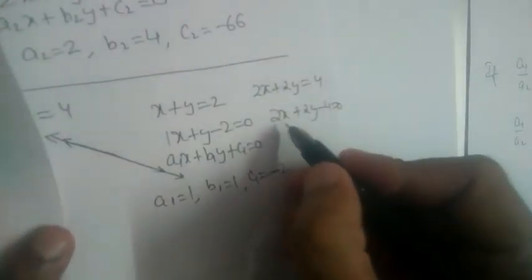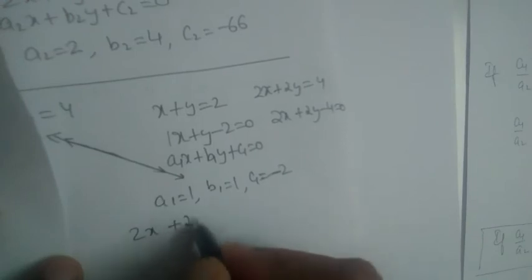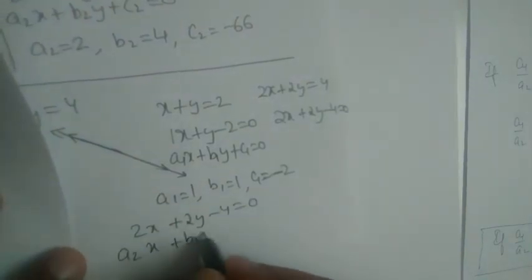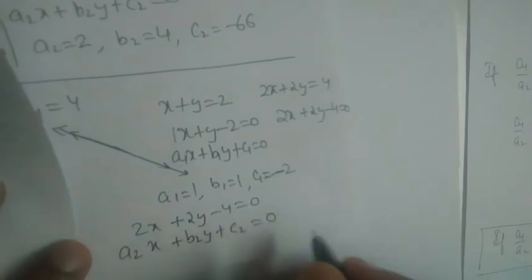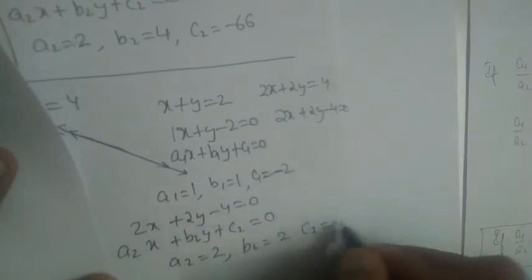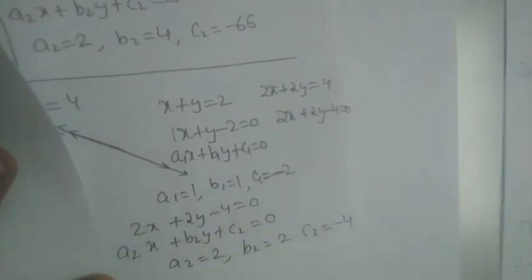All right, now we have 2x plus 2y minus 4 is equal to 0. So this is a2x plus b2y plus c2 is equal to 0. What is a2? Plus 2. What is b2? This is also plus 2. What is c2? Minus 4.